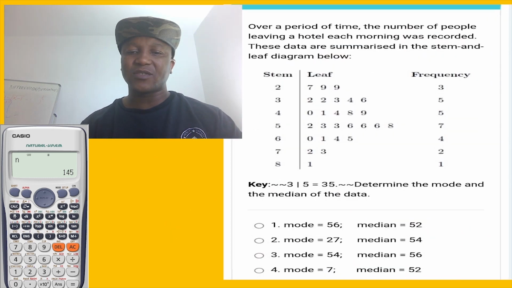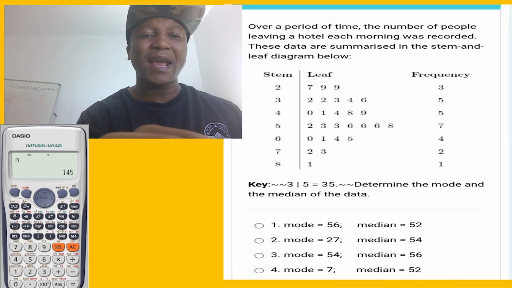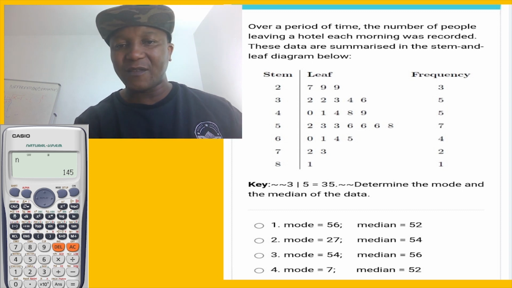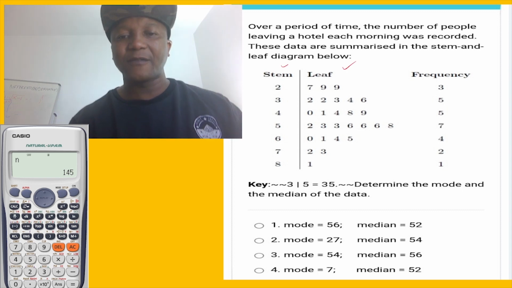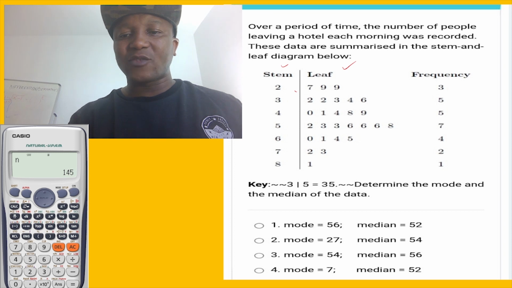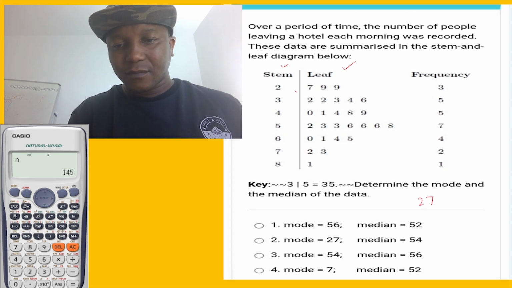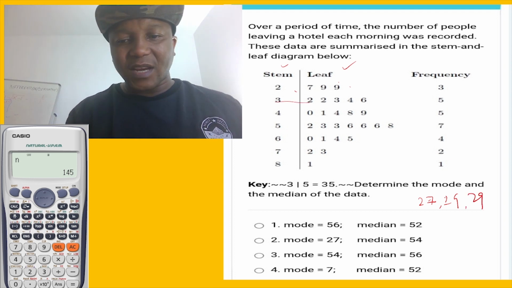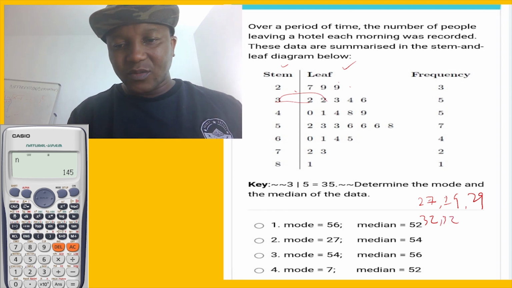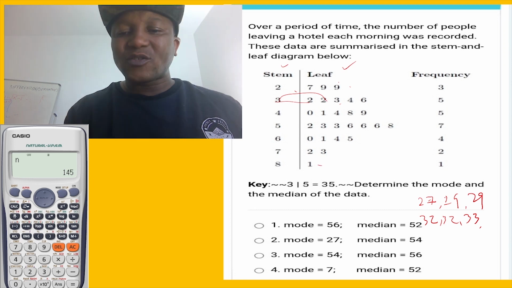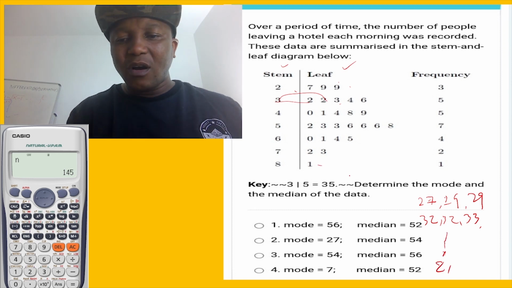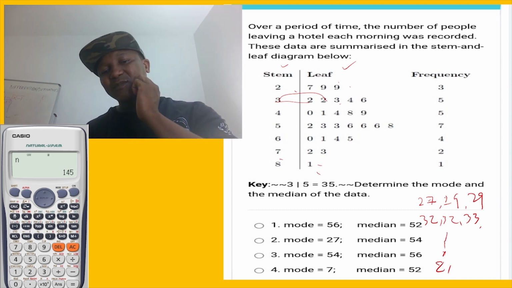So this question here is very interesting, right? They want us to find the mode and the median, but they give us a stem and leaf. What do they mean? It means the first data is 27. The second data is going to be 29. The third data is going to be 29. The fourth data is going to be 32. The next is 32, and this is going to be 33. Until the last one, which is going to be 81, not 8 times 1, 81.